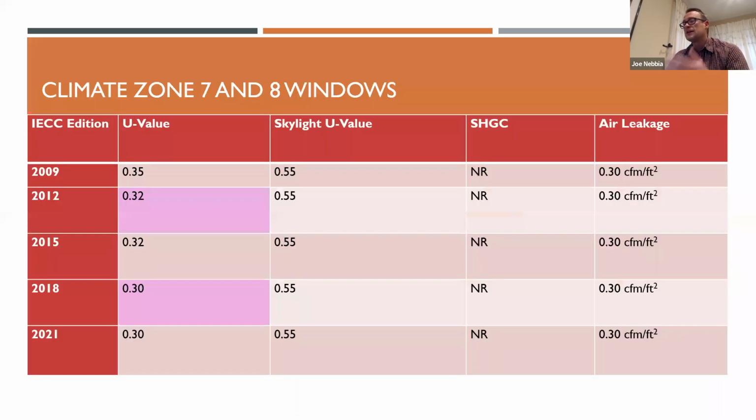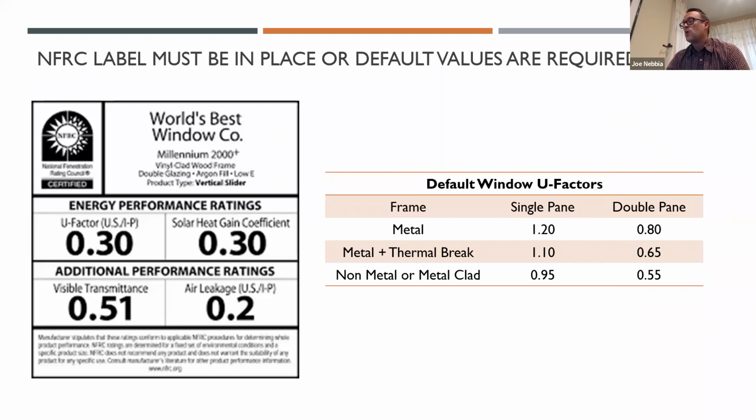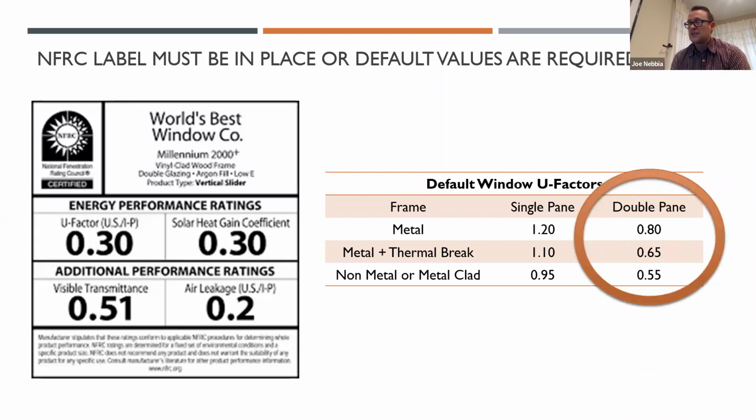And that's not going to comply with code. As you can see here, you need a 0.30 or lower. So you have a non-compliant window if you don't have that sticker, and you're going to end up having to use either the performance path where you're adding efficiency somewhere else to make up for the fact that that window is not compliant, or if this is only one window, maybe you can trade it off with some of the other ones. And I'll talk a little bit about how you would do that in a moment. But it's important to have that sticker so that you can avoid this problem.